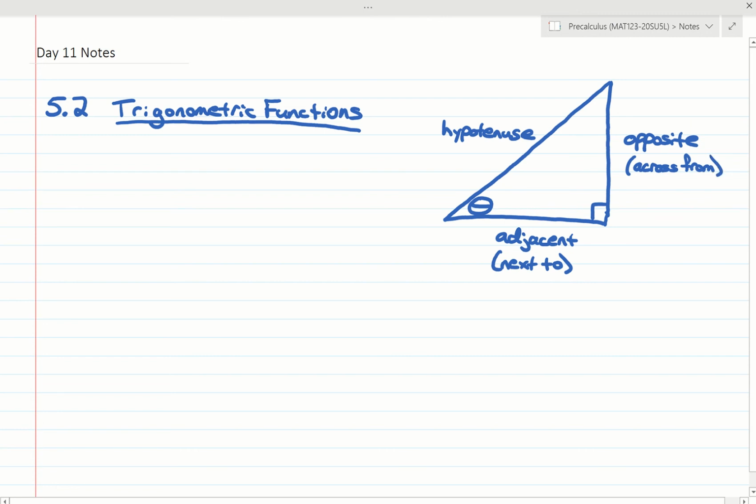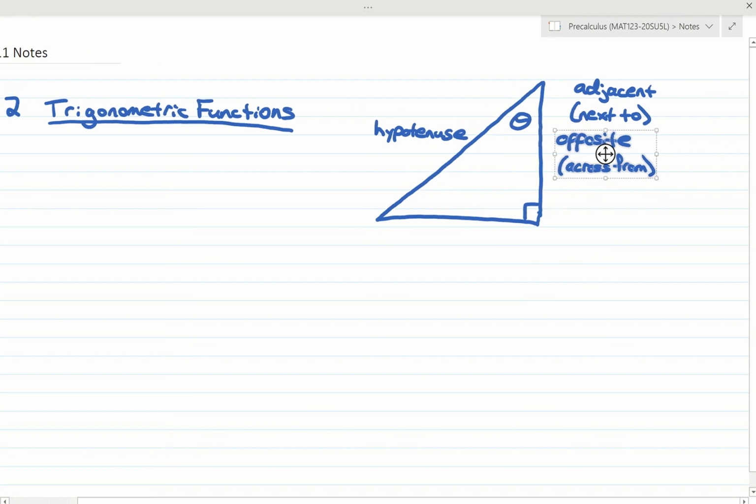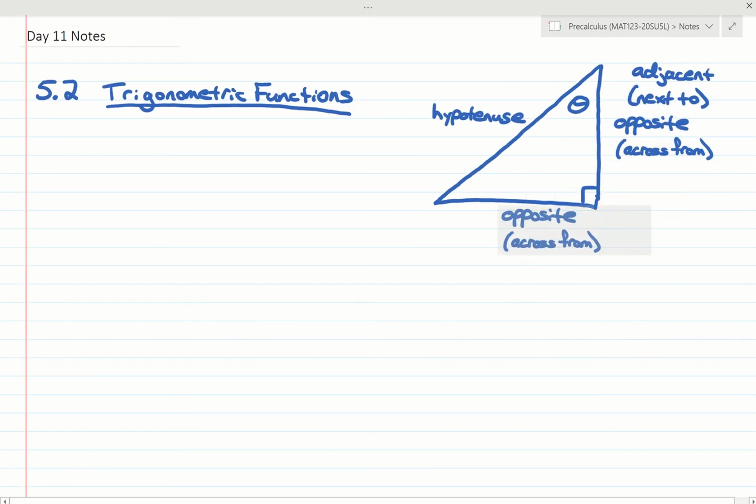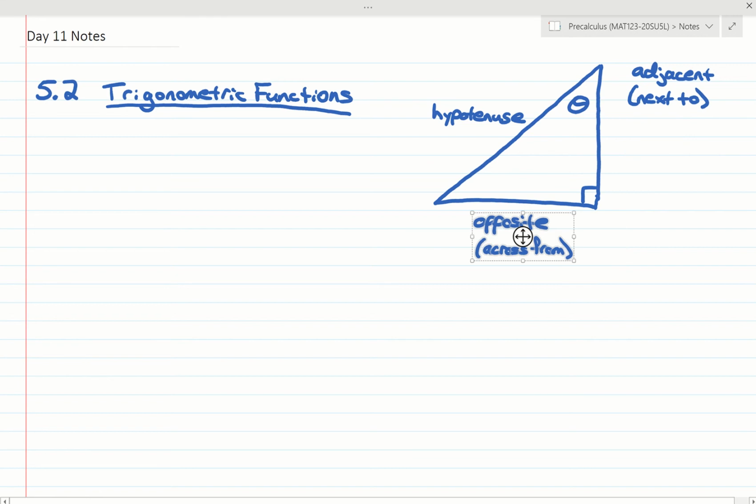Now let's say we were to change things around. What if I put the angle over here? Well, then our adjacent side would be over here, and our opposite side would be across from that angle. So hopefully this explains how we label the different sides.